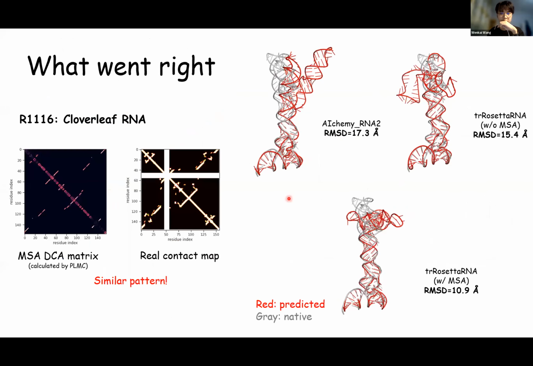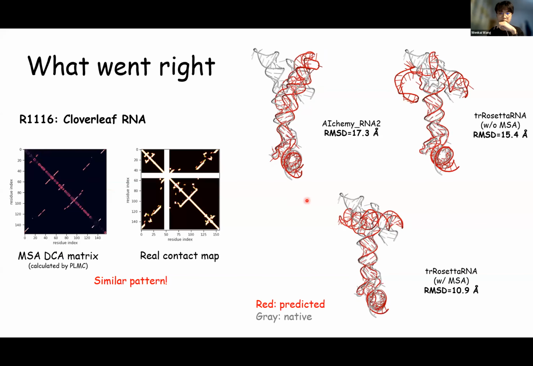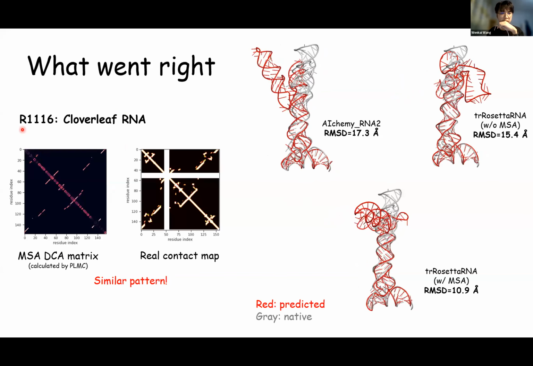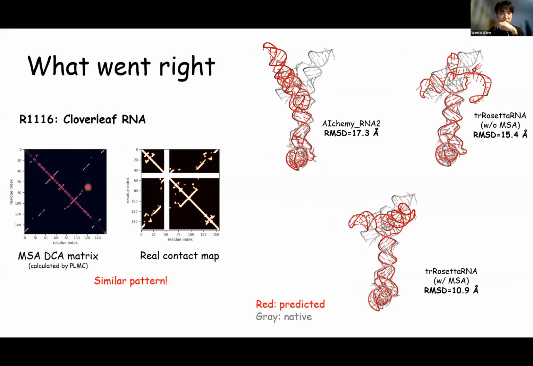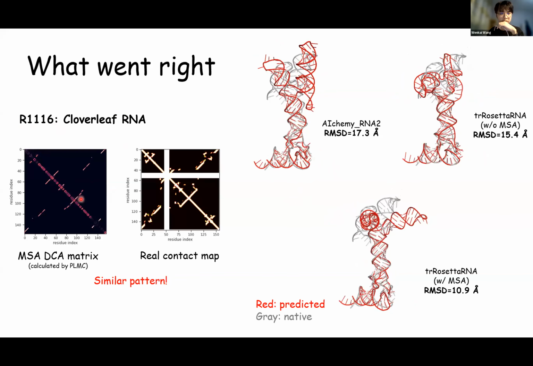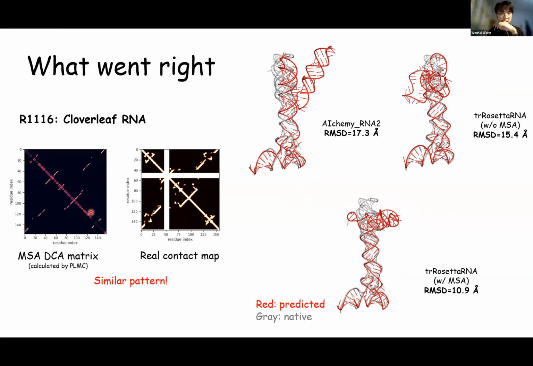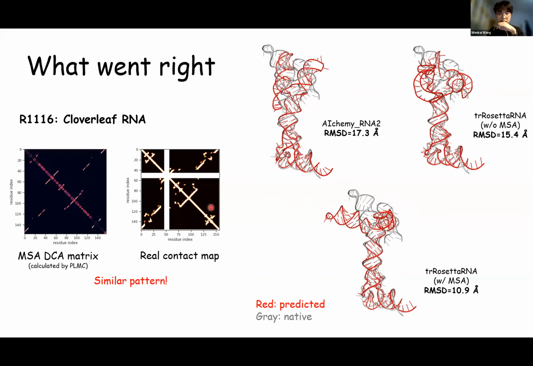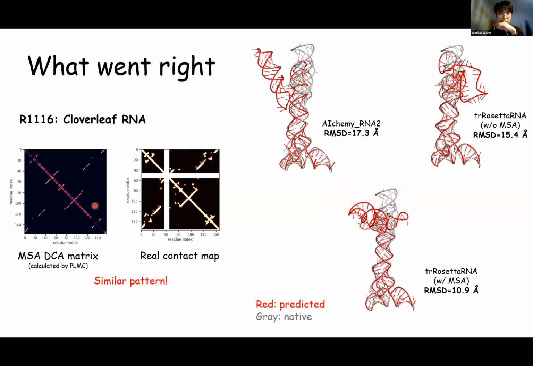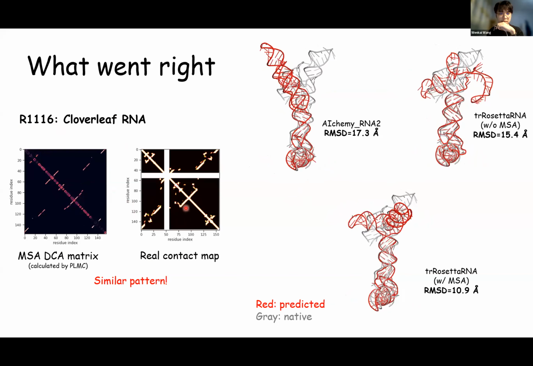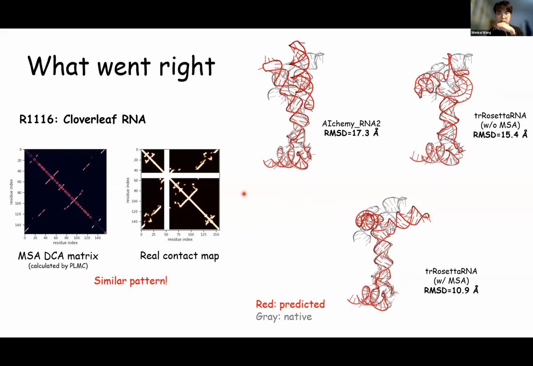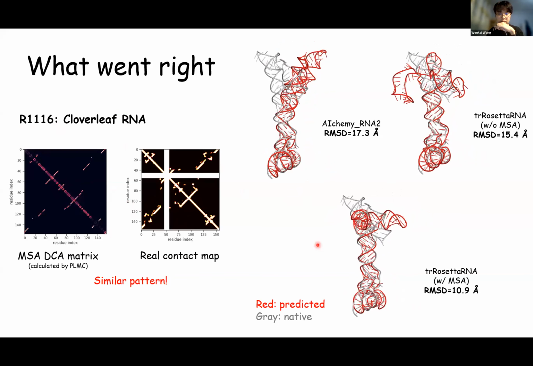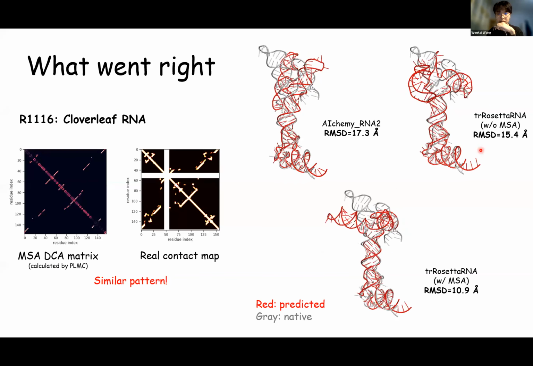Here is a case where our prediction is more accurate than the AIchemy_RNA2 model. That is R1116. This figure shows the DCA matrix extracted from the MSA. We can see that it exhibits a similar pattern to the real contact map, which means that this MSA contains most of the correct interaction information in the 3D structure. With the help of this MSA, our prediction is more accurate than the predictions made without MSA.